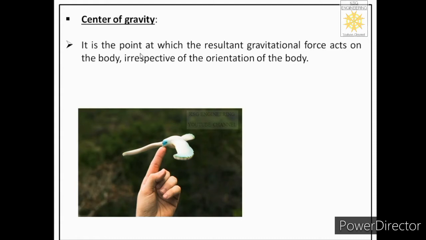It is the point at which the resultant gravitational force acts on the body, irrespective of the orientation of the body. You have played this kind of toy in your childhood, and over here you can see this is a perfect example of center of gravity. The whole weight of the toy is balanced at a single point.